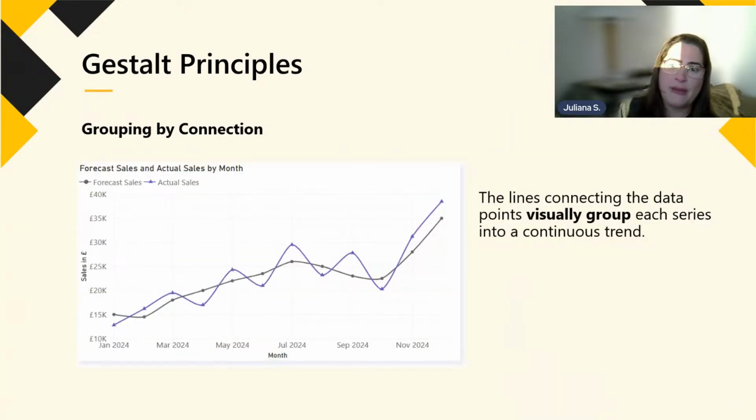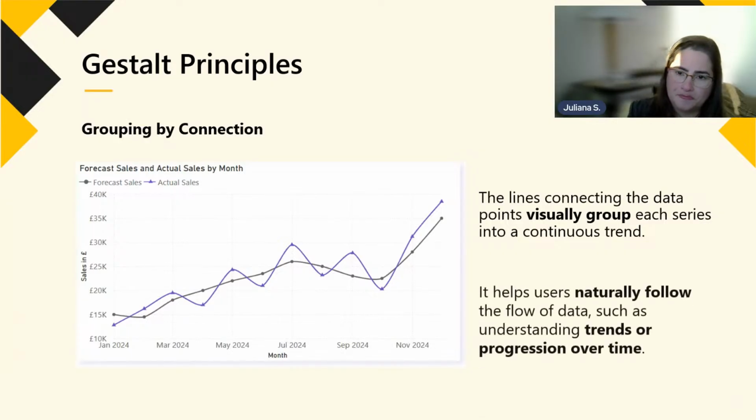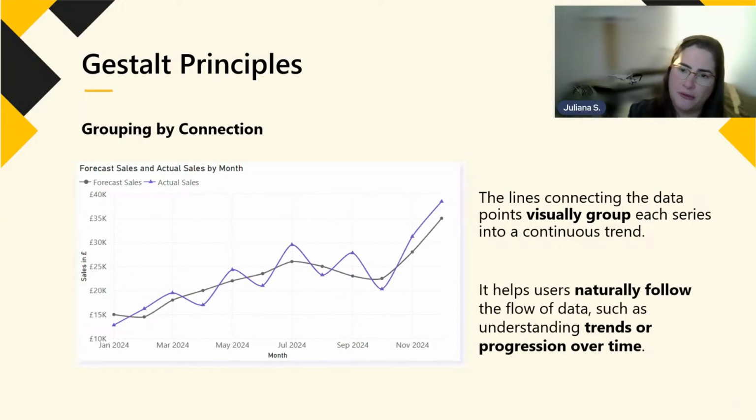A good example of grouping by connection is the use of line charts. We have lines connecting the data points, and it visually groups each series into a continuous trend. Even though the lines are moving up and down and crossing around, we can easily follow the flow of each one and understand which line is what. And of course, we have the use of color. It helps users naturally follow the flow of data. That's why it's so obvious when we see a line chart that it is showing a trend or progression over time.